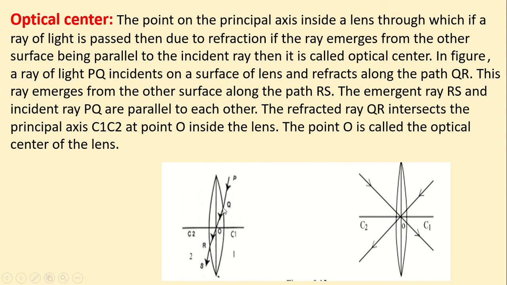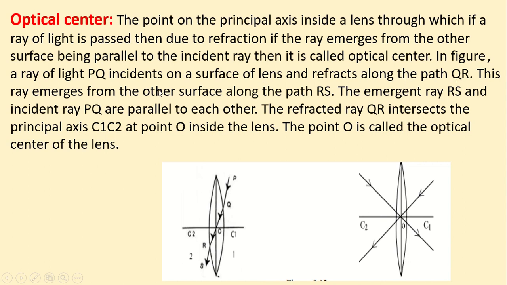Look here, you know, when light comes from rarer to denser, it refracts. It bends, isn't it? You know, from refraction of light. So QR is the refracted ray and RS is the emergent ray. So look here, in this case the incident ray and emergent ray will be parallel to each other. So here, in this figure, a ray of light PQ is incident on a surface of the lens and refracts along the path QR.